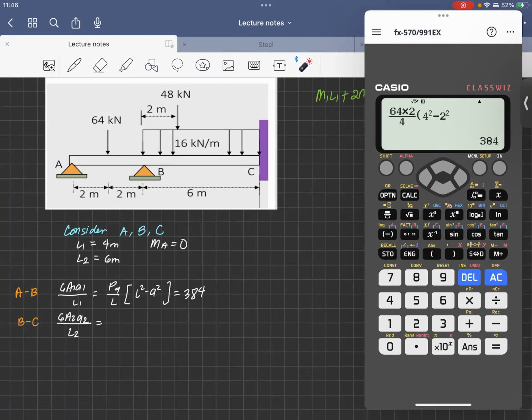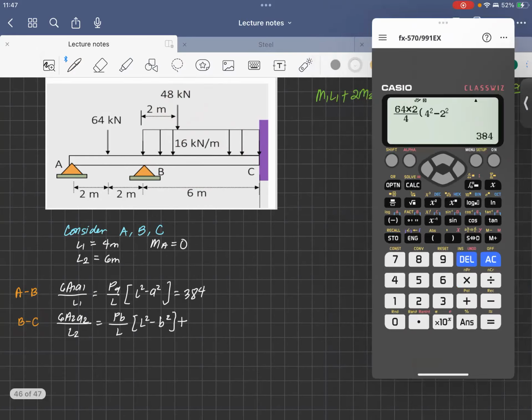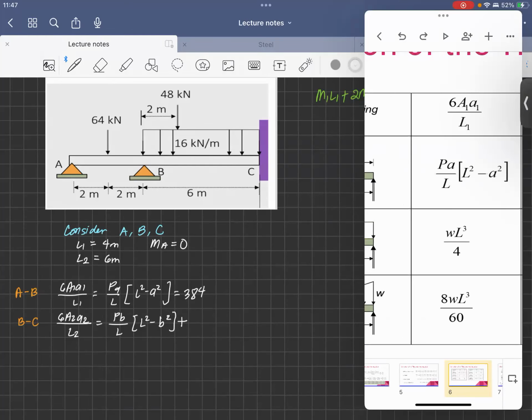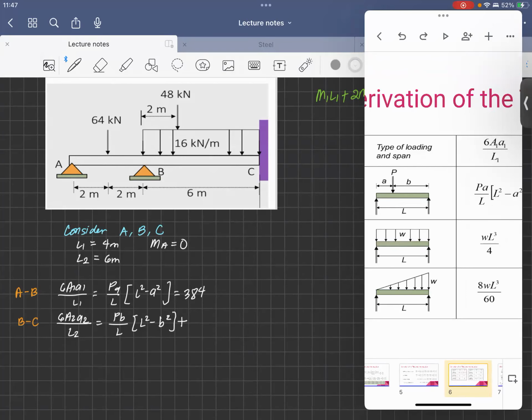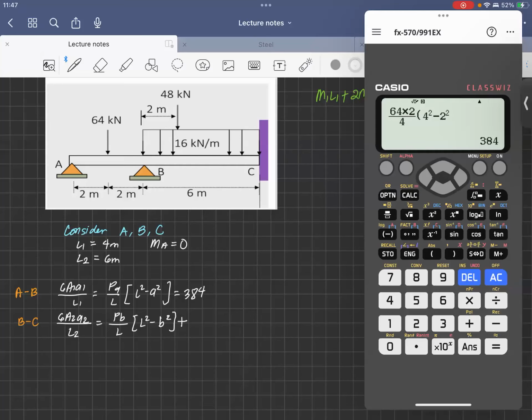Now, so segment B to C, we have two values. We have the 48 and then the uniform load. Now, so let's start first with the 48. Now, magiging siyang PB over L times L squared minus B squared plus kapag uniform load naman, let's WL cube over 4. So, yan po kapag uniform load, no? WL cube over 4. So, I'm going to directly write it here, no, sa calculator.